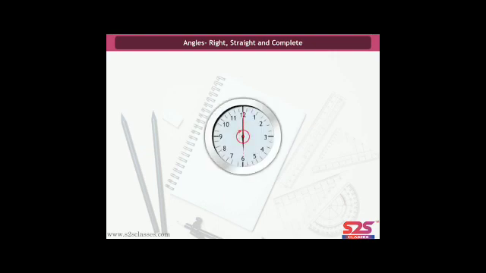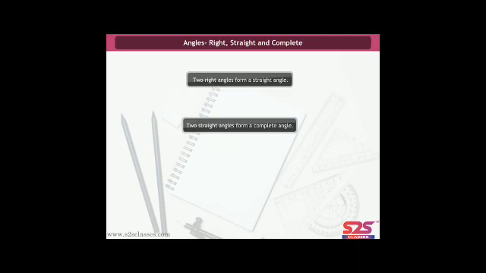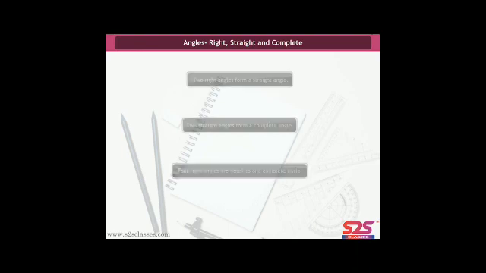Now if we take two straight angles, we get a complete angle. So when the minute hand makes an entire revolution in 60 minutes or 1 hour, it forms a complete angle. Similarly, if the hour hand makes an entire revolution in 12 hours, we say that it has moved by a complete angle. So, two right angles form a straight angle, two straight angles form a complete angle, and four right angles are equal to one complete angle.